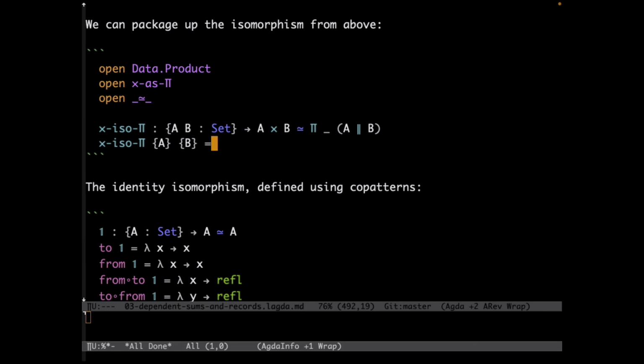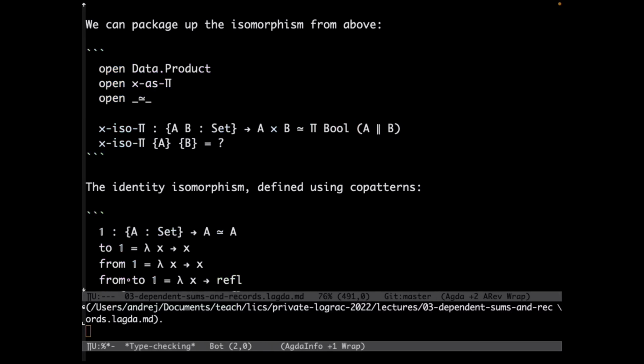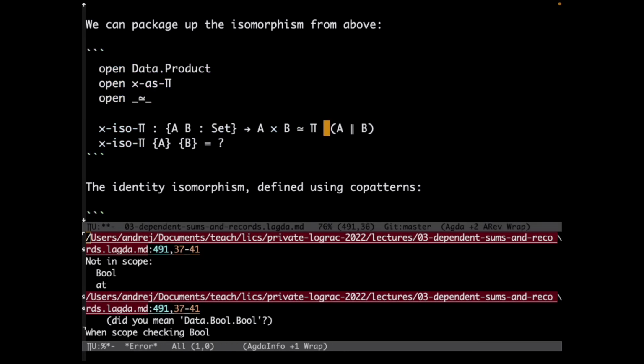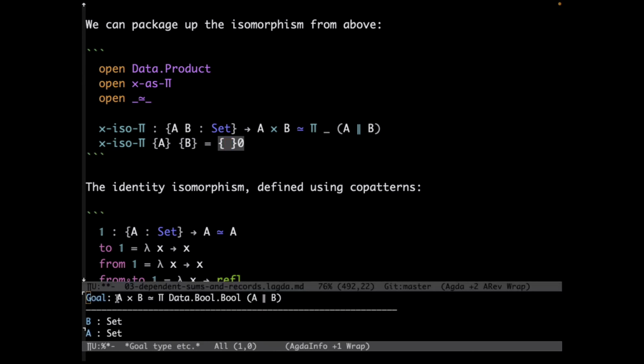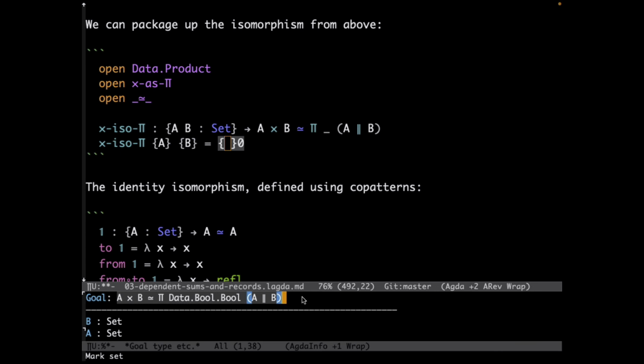Okay, so now the new way to do this would be, given any 2 sets A and B, let us show that A cross B is isomorphic to the dependent type, and this could be bool if we wanted to, for clarity. But it doesn't have to be because Agda knows it's bool. So now, you're faced here with, hey, how do I do this? Well, you are trying to give me an element of this type. An element of this type is an isomorphism. It's a record type with 4 fields.